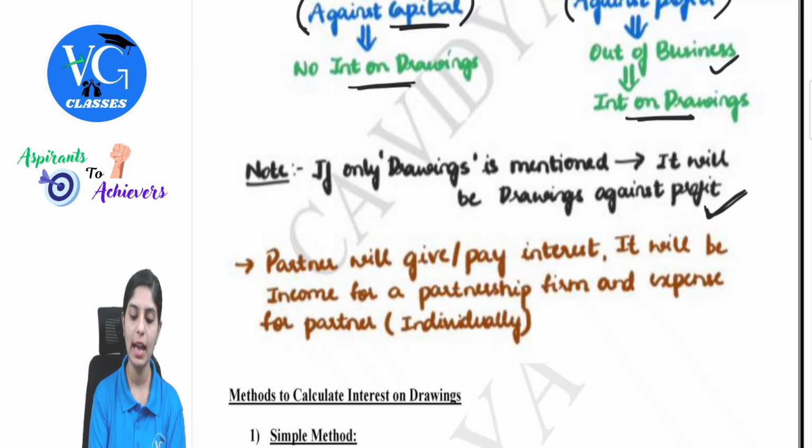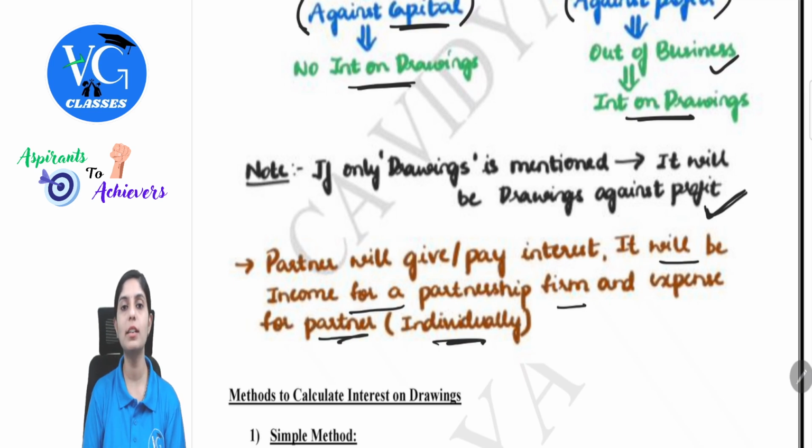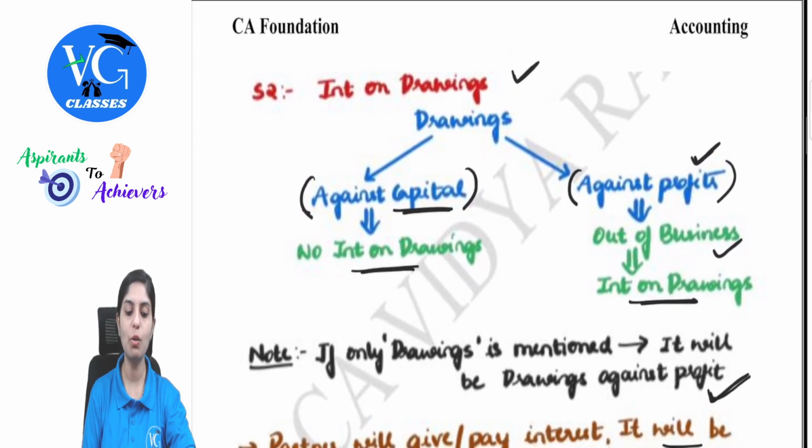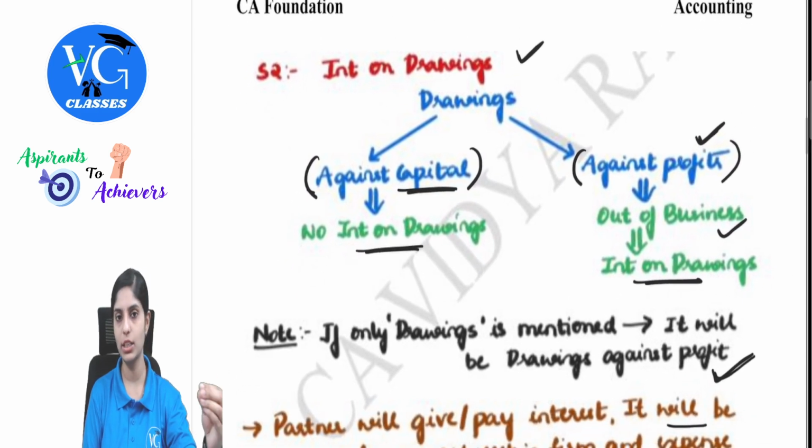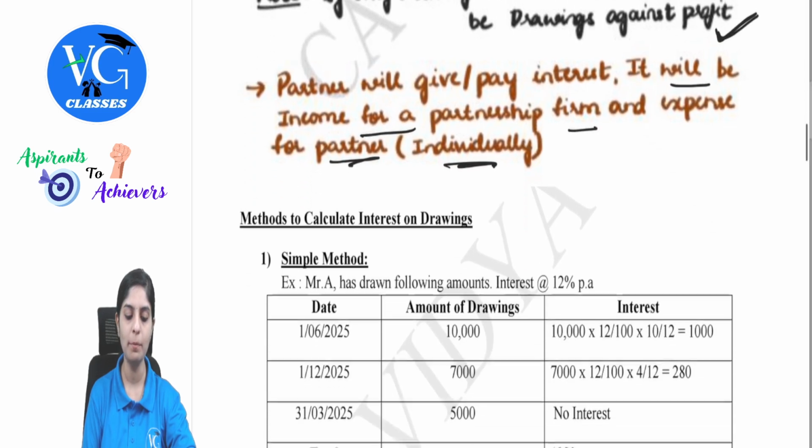That is what is given here. It will be income for a partnership firm and expense for the partner individually. So we are only concerned from the point of view of the partnership firm. If it is an income, we will record it on the credit side of which account? Profit and loss appropriation account. Is this clear? Yes. So we first understood on what drawings we need to charge interest. Now to calculate interest, there are three methods as per your syllabus. So let's understand that one by one.